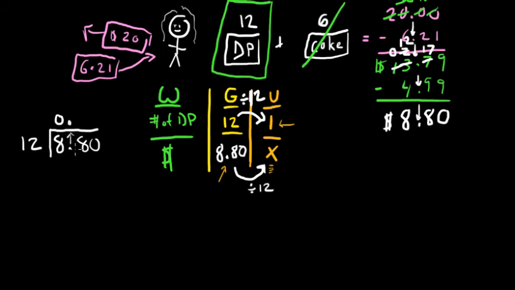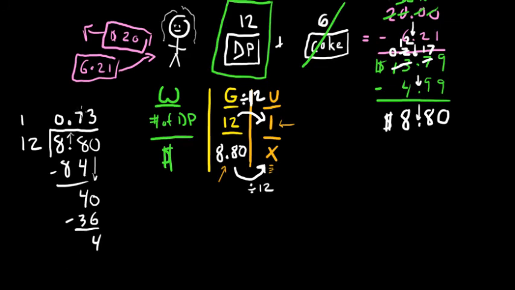Okay, so 12 will go into 88. Let's try 7. 7 times 2 is 14. 7 times 1 plus 1 is 8, so it's 84. So we've got a remainder of 4. Let's drop this 0 right here. And 12 will go into 40 3 times. So 3 times 12 is 36, which means you still have a remainder of 4.